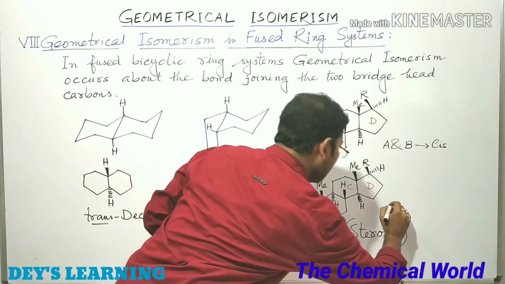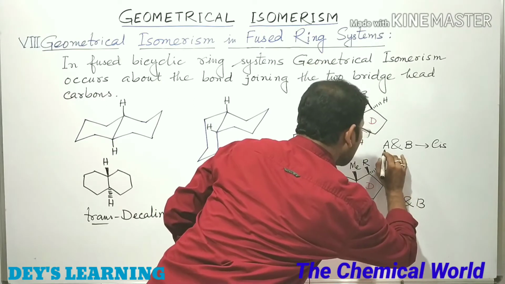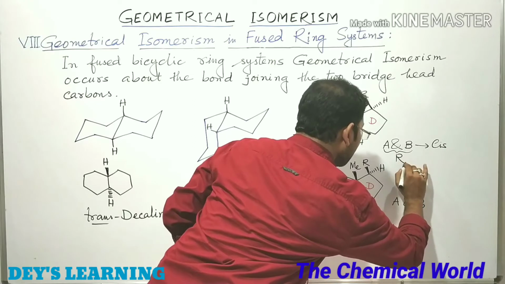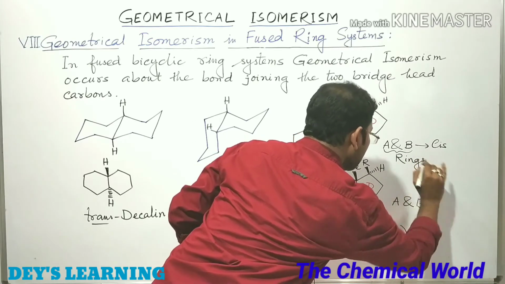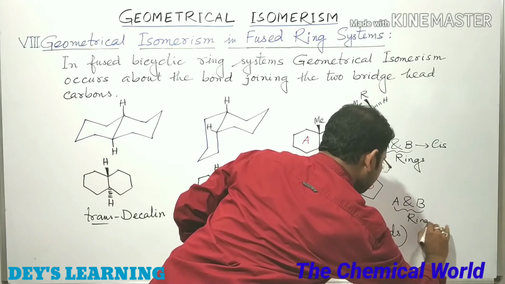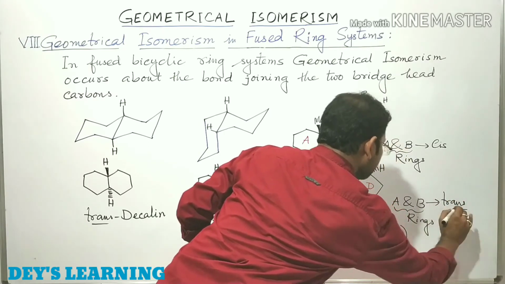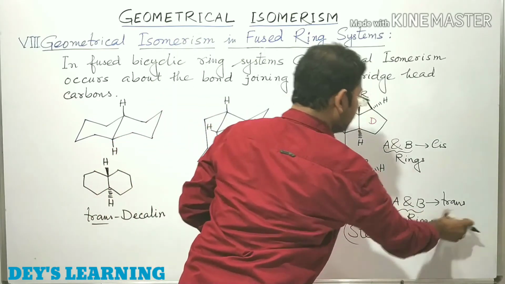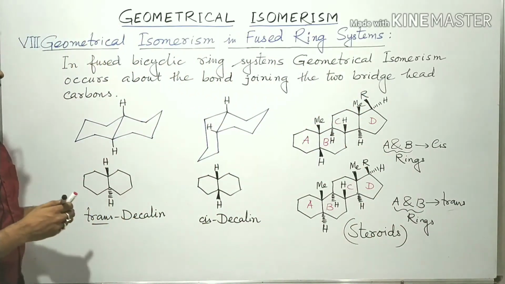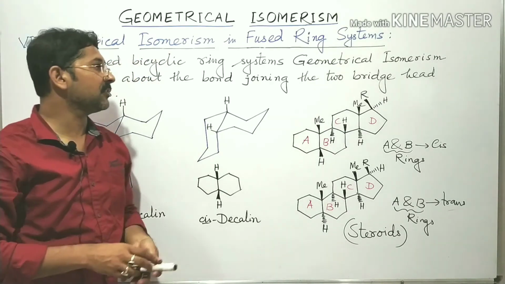And in this molecule, A and B rings are trans. This is all about geometrical isomerism in fused ring systems.